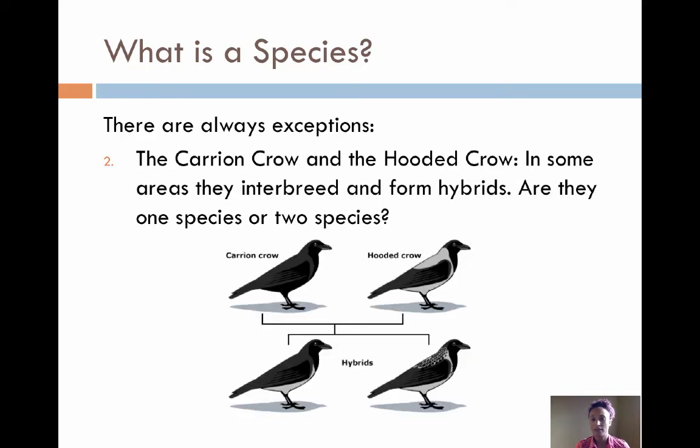And then we also have examples such as the carrion crow and the hooded crow. They can actually have a hybrid, and that hybrid can be fertile, and that offspring can go and have other children as well. So does that make them the same species or different species? So there's a lot of confusion around this topic. For us, we're going to stick with that evolutionary definition just to try and clarify things a little bit.